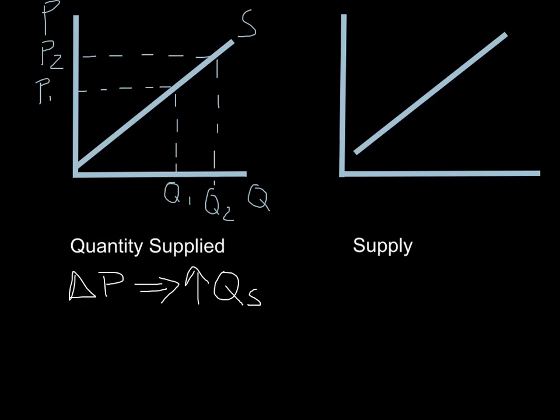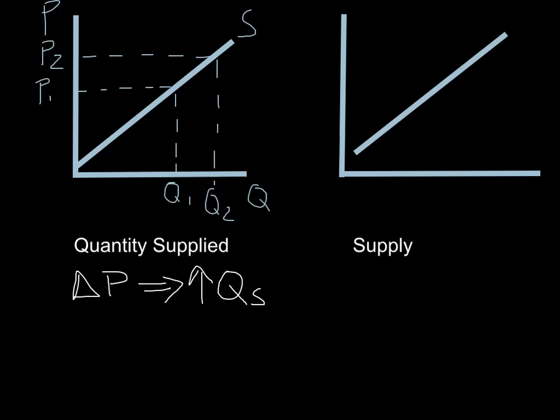We could go back here. Instead of calling this a change in the price, we could say what really happened in our example is we had an increase in the price. So the increase in the price caused an increase in the quantity supplied. The way that we know that it's quantity supplied is because the price changed. Furthermore, we know another way, and that is that we moved along the curve.